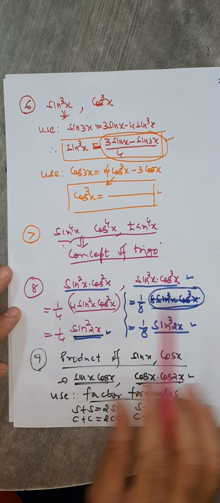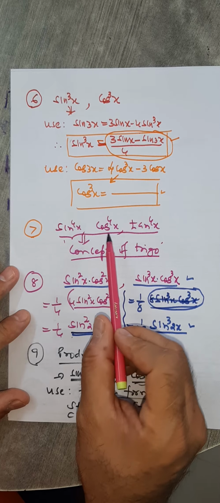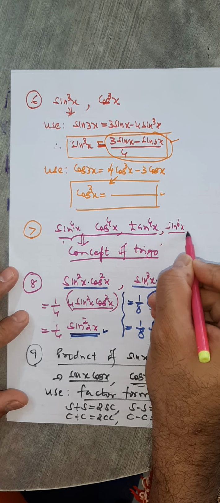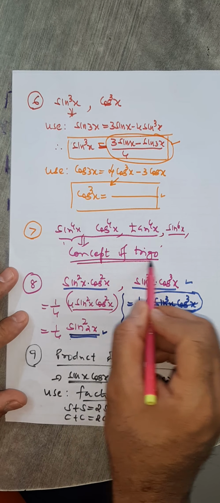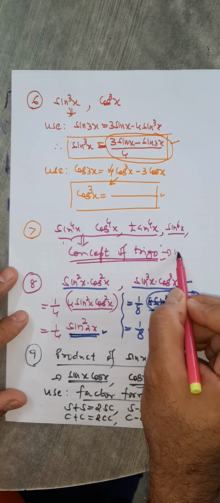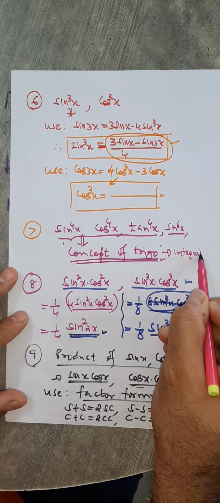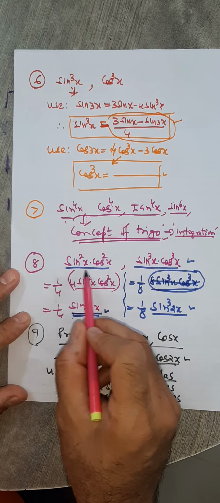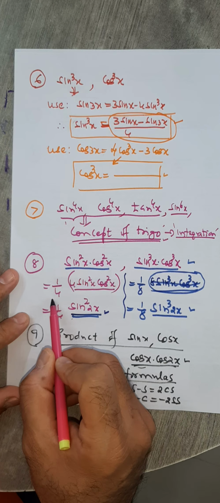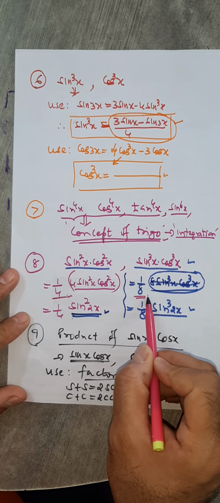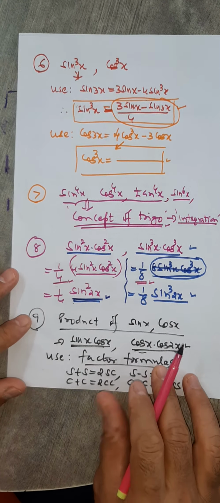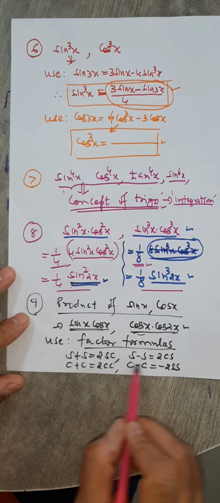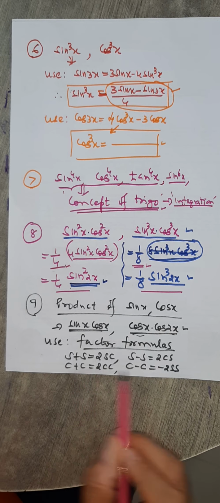Similarly cos 3x. If you have sine raised to 4, cos raised to 4, you may have sine raised to 6 and so on. Such powers, then use the concept of trigo and then integrate it. Trigo concepts are important here. Next point, if you have sine square, cos square, sine cube, cos cube, multiply and divide by 4, multiply and divide by 8, and then integrate it. Simplify like this. Product of two trigo functions like this, use the factor formulas.